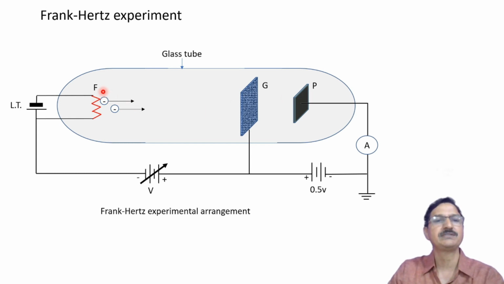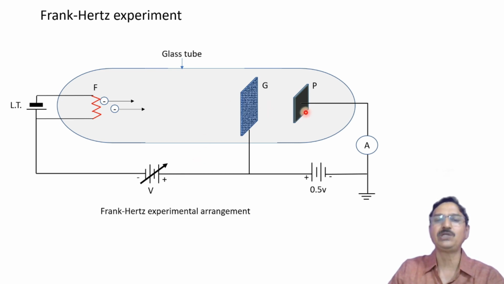So F represents the filament. It is actually the cathode. When this filament is heated with a low tension battery, low voltage, electrons are emitted. So the filament acts as a cathode to emit the electrons. Then here two electrodes are there. One is a grid. It is a wire mesh at a higher positive potential. So in between the filament and this grid, voltage V is applied, and this voltage is variable. From 0 to 60 volts, this voltage can be varied.